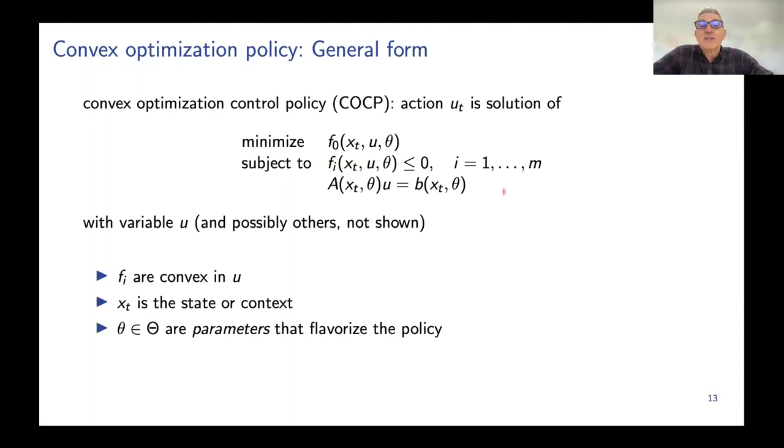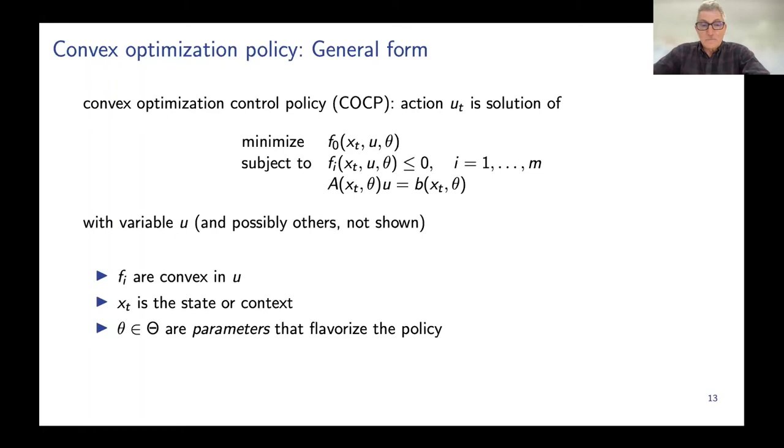And here I'm writing x_t as the state, or a better term for it actually is the context rather than the state. State suggests something more than just the context. Roughly speaking, x_t is just everything you know at time t, and will inform your action, right? One thing important here I've slipped in are these parameters, the thetas. These are parameters and they flavor the policy. So I'll talk quite a bit about these parameters. So this is the idea. That is a COCP.